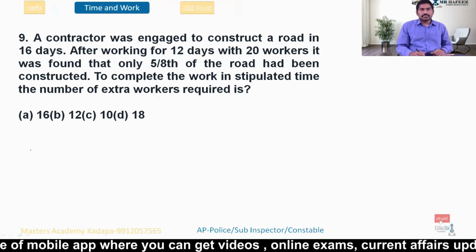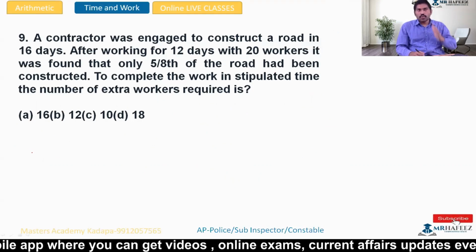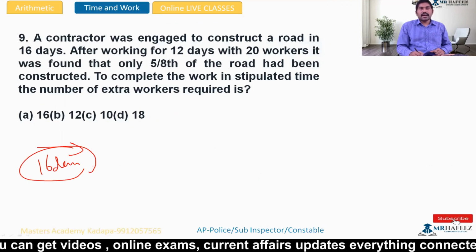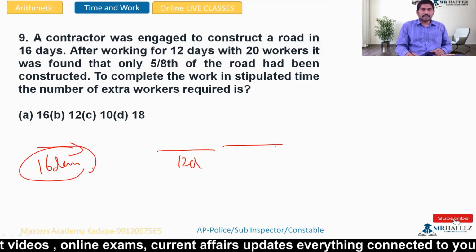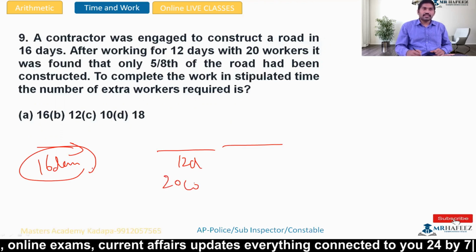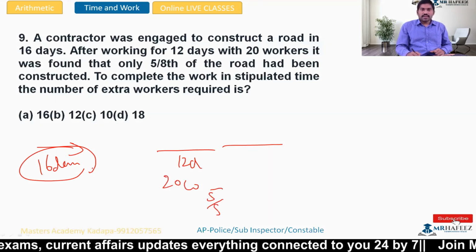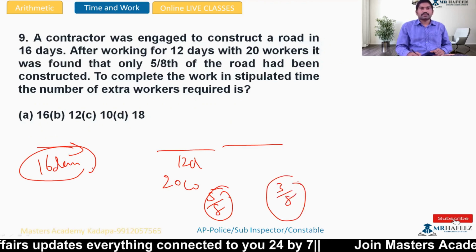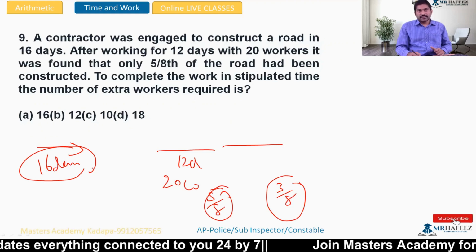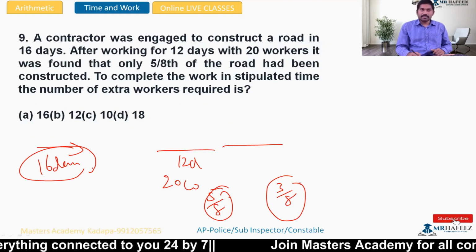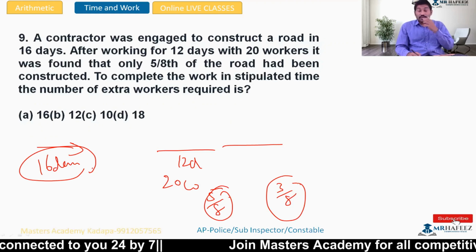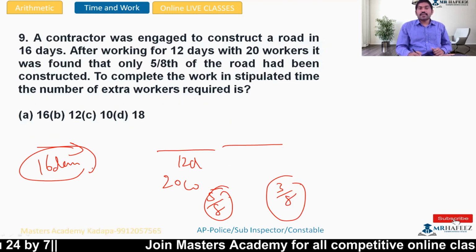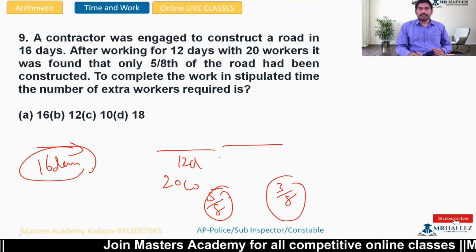A contractor was engaged to construct a road in 16 days. So the work should be in 16 days. After working 12 days with 20 workers, it was found that 5 by 8th part was over. That means 3 by 8th part is left. To complete the work in the stipulated time, how many extra workers are required? 12 days over. Within that 12 days, 5 by 8th part of work is done.